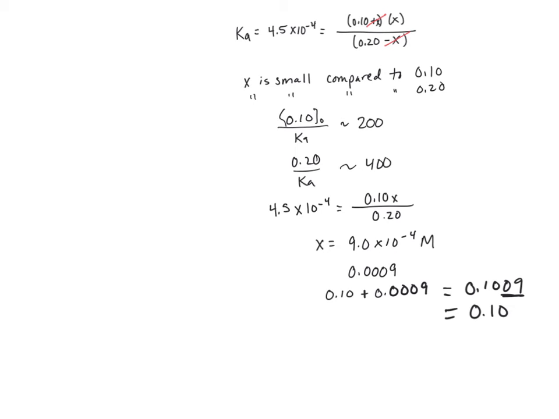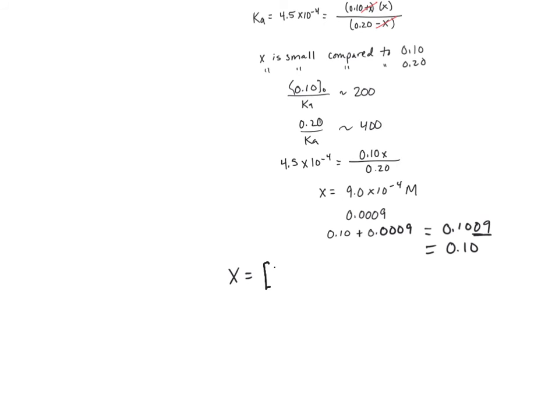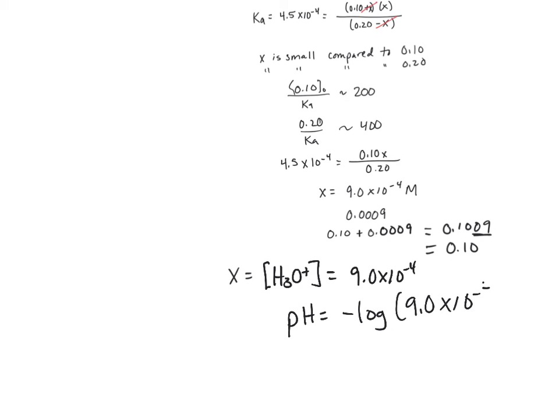Okay, so if we go back to our ice table, X is equal to the hydronium ion concentration, which is 9 times 10 to the minus 4, and we were asked to find the pH. So the pH is equal to minus the log of 9 times 10 to the minus 4, which is 3.05.